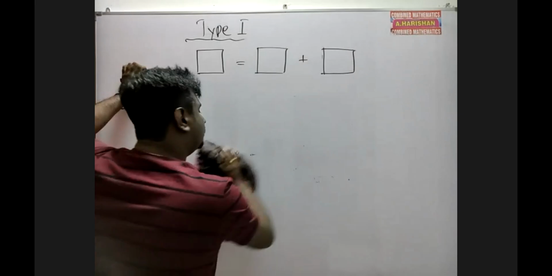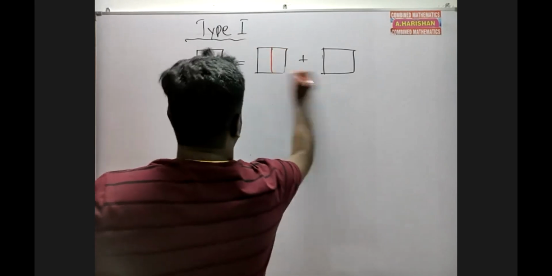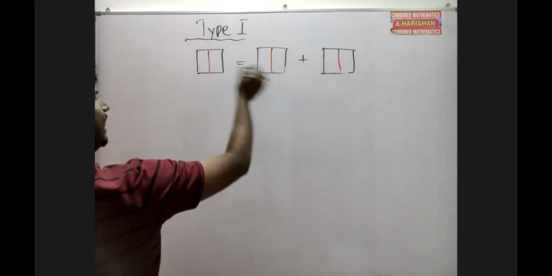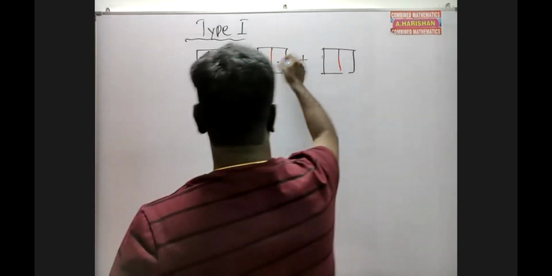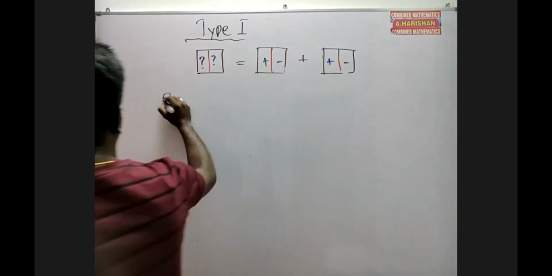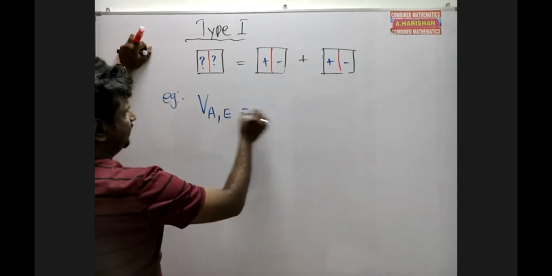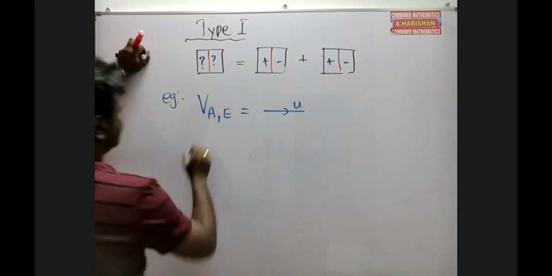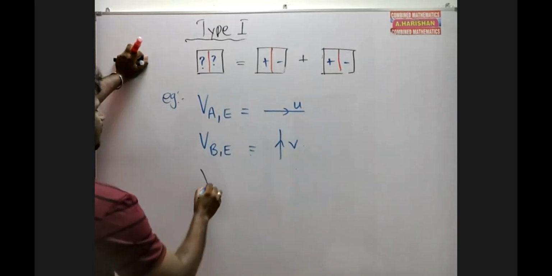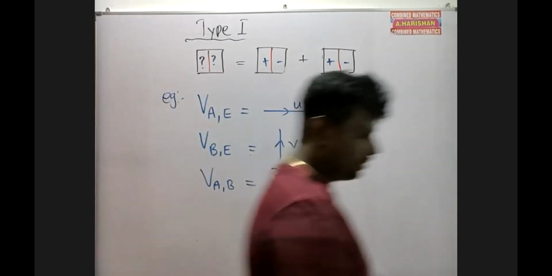This is an example, I'll tell you. So type 1, just write down this one. Type 1 question. When you read the question and convert it to data, you will have plus or minus, plus or minus. Now you know what is plus, what is minus. Example, write down: velocity of A relative to Earth is U. Velocity of B relative to Earth is V. Question: velocity of A relative to B. Do it now.